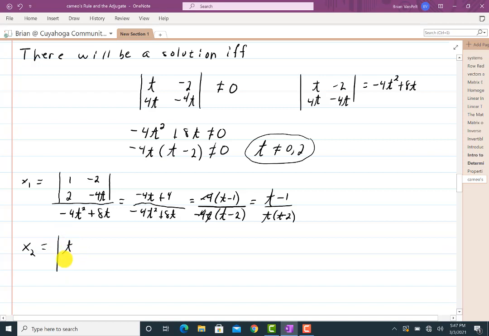This time I'll leave column 1 of the original matrix alone and replace the second column with my answers. And I'll divide by negative 4t times t minus 2. Let's see what we get up at the top. 2t minus 4t all over negative 4t times t minus 2.